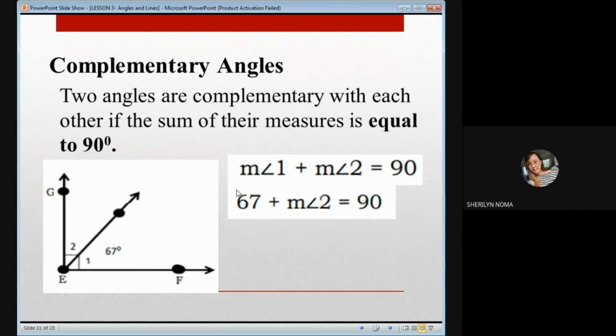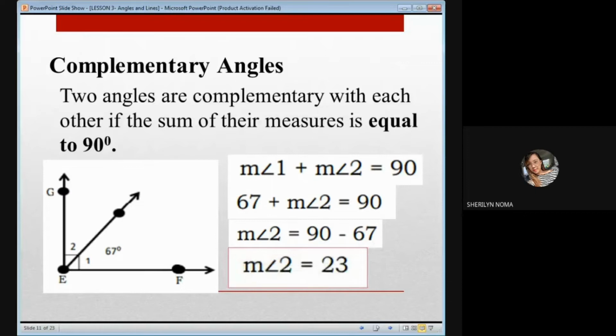So we bring down the measurement of angle 2 and 90, and transpose 67 to the right. The sign will change, so it becomes negative 67. So angle 2 is equal to 90 minus 67, so the measurement of angle 2 is 23 degrees. If we add 67 and 23, we will get 90 degrees. So, the angles are complementary.